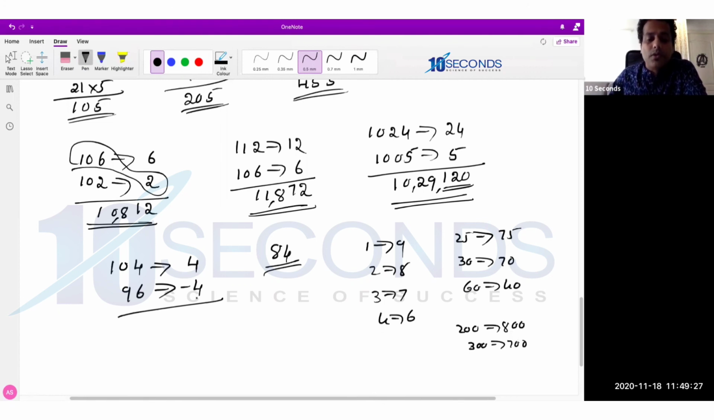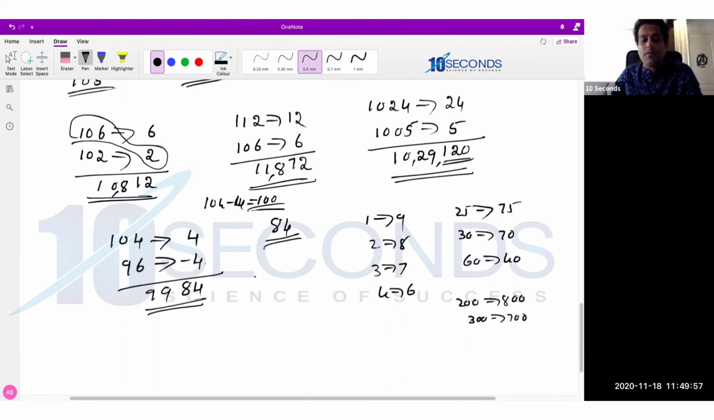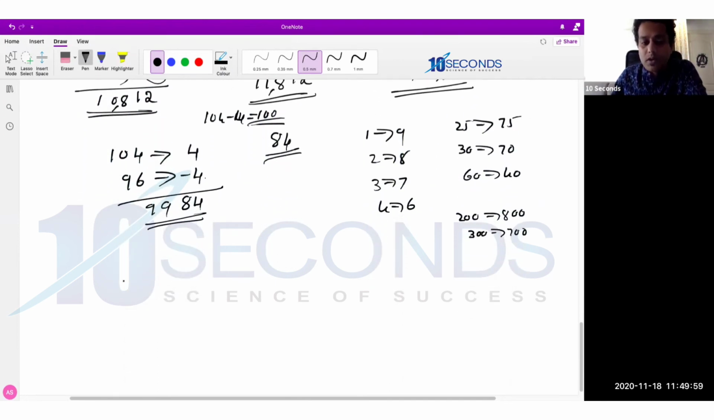All right. So 4 into 4 is 16, but minus 16. So minus 16 is nothing but 16 complement. 16 complement is 84. But when you take a complement number, the one difference is 104 minus 4 is 100, right? But whenever you take a complement, you need to take one less than the number. So 99 is what you take. What you get is 100, but you need to take 99. So the answer is 9984.